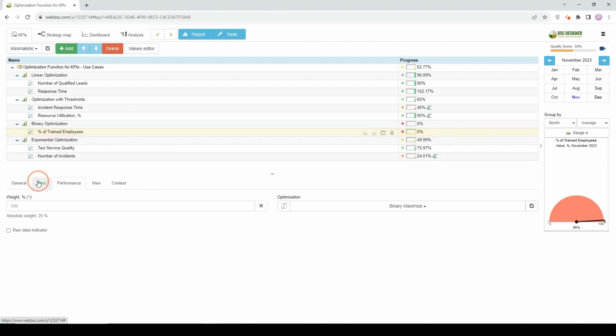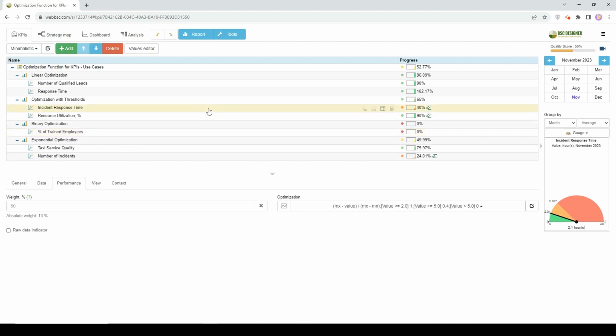To implement this case in the software, we use the current value field to track the percentage of employees trained. For the optimization function, we employ a binary maximization. In this context, binary means that the performance of the indicator can have two states only, 0% or 100%. It will be 0% even if 95% of personnel are trained. The 100% performance will only be achieved when 100% of the employees are trained.